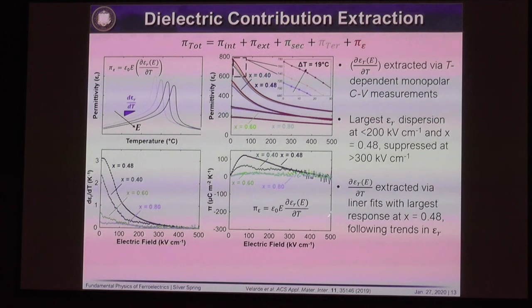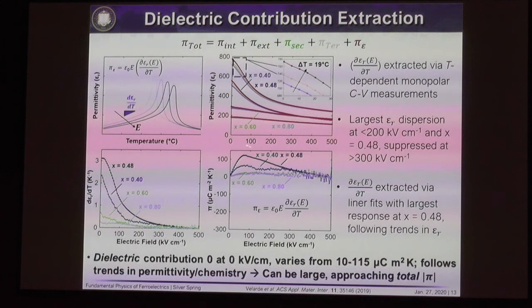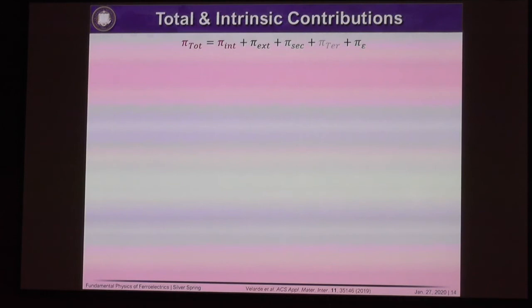What we see is quite interesting. It's always zero at the beginning, but it can get quite large in some of these systems. Near the MPB, this can be as large as about 115, 120 microcoulombs per meter squared Kelvin. That's almost the full size of the overall pyroelectric response in these systems, in the opposite direction from what you'd like it to be. So we can have big dielectric responses. All right, so we had secondary and tertiary. We took care of dielectric.